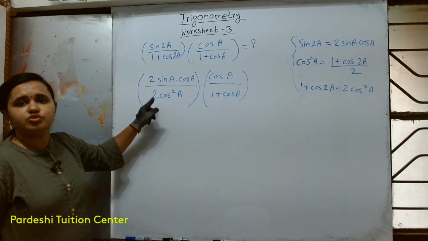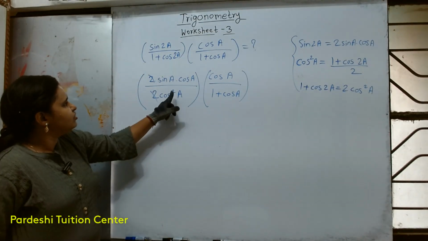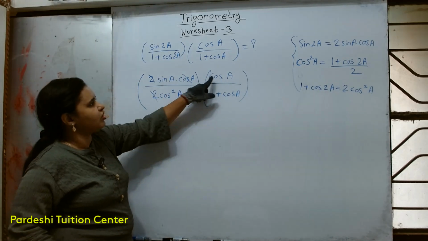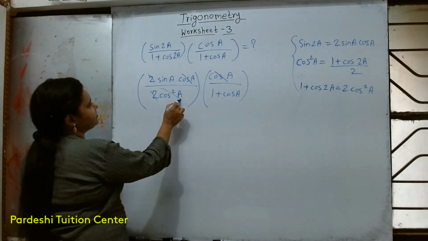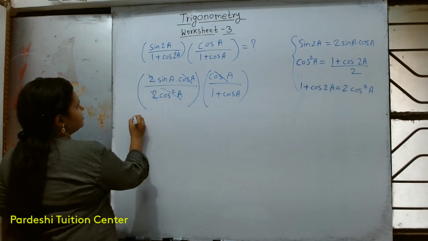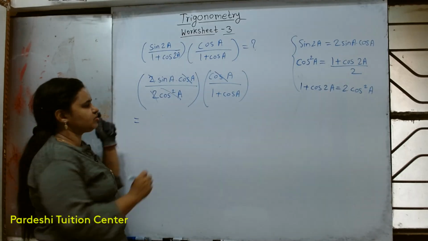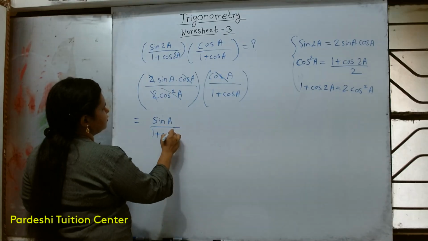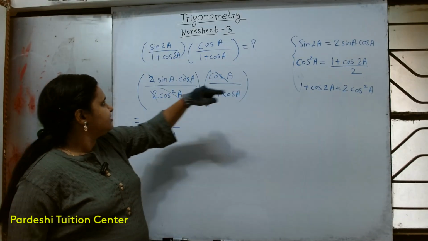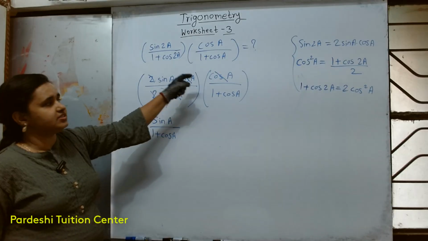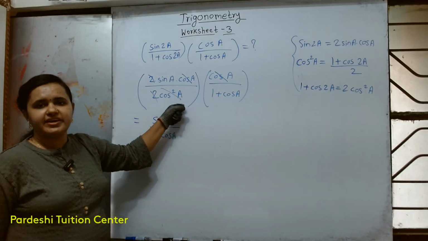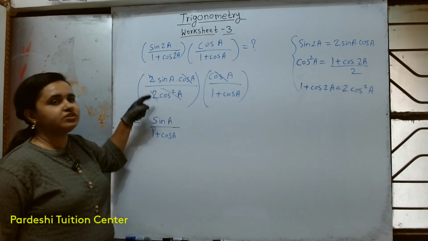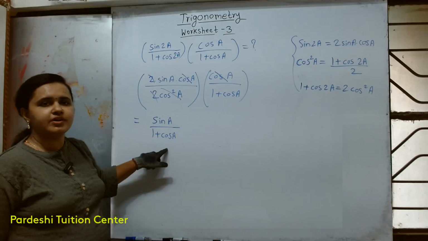So now 2 will get cancelled, and cos A, here it is cos A, in multiplication, so it will be cos A into cos A, that is cos square A, so it will be cancelled with cos square A in the denominator. So what is remaining? Sin A upon 1 plus cos A. We have just used those formulas and replaced sin 2A by 2 sin A cos A and 1 plus cos 2A by 2 cos square A, and the second bracket we write as it is, and cos square A is cancelled and 2 is also cancelled. So the remaining is sin A upon 1 plus cos A.